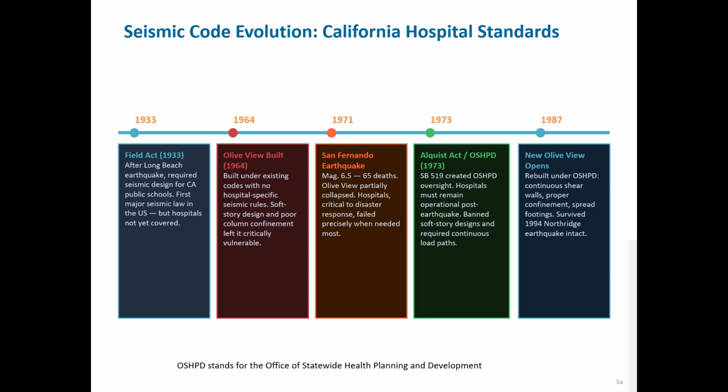In 1987, the new Olive View Hospital opened up, and it was built under these OSHPD standards with continuous shear walls, proper confinement, and spread footings. Now, it survived the 1994 Northridge earthquake intact, but there's a bit more to the story. We'll get to that shortly.